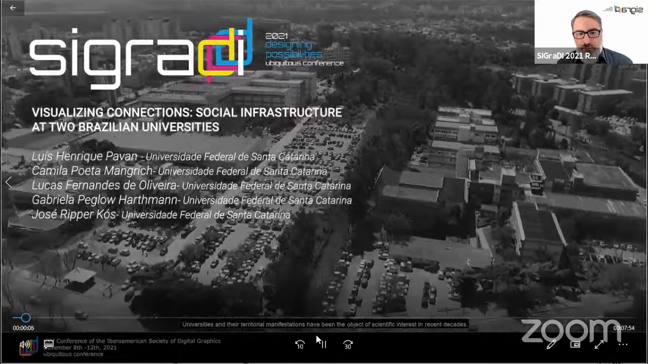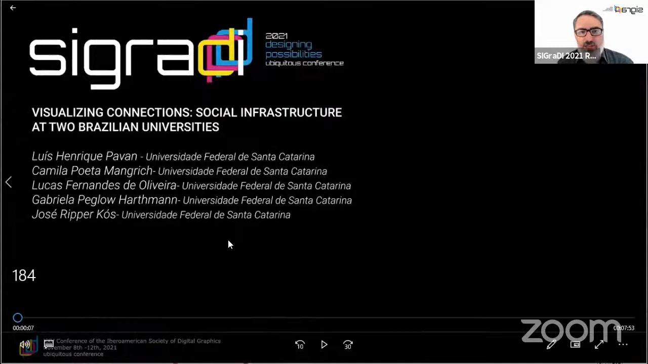Let me read the title and the participants. It's Visualizing Connections, Social Infrastructure at Two Brazilian Universities by Luis Enrique Papin of the Universidade Federal de Santa Catarina, Camila Poeta Mangrich from Universidade Federal de Santa Catarina also, and Lucas Fernandez de Oliveira, Gabriela Peglow-Hartmann, and José Ripa Cos, also from the Universidade Federal de Santa Catarina.